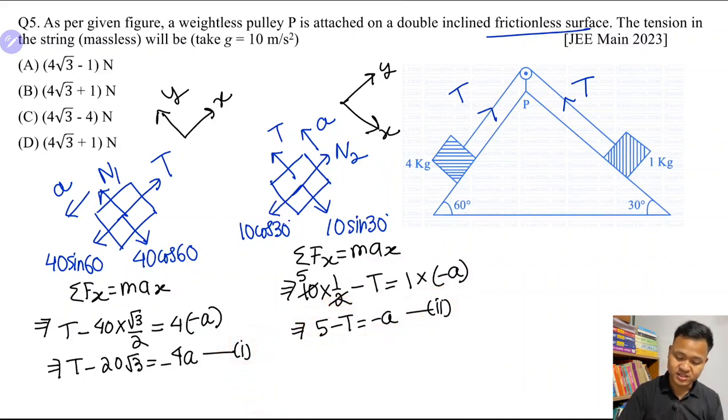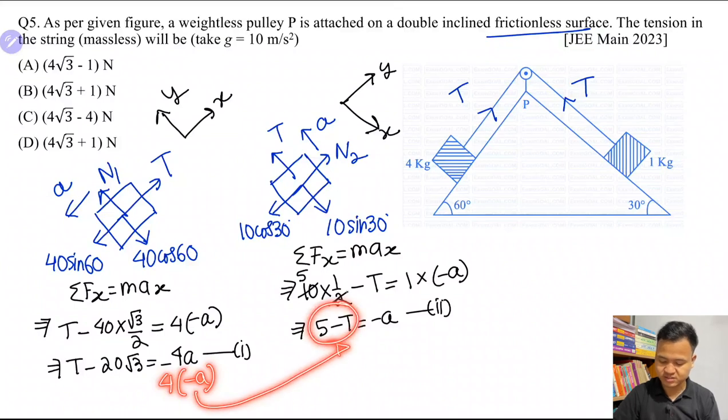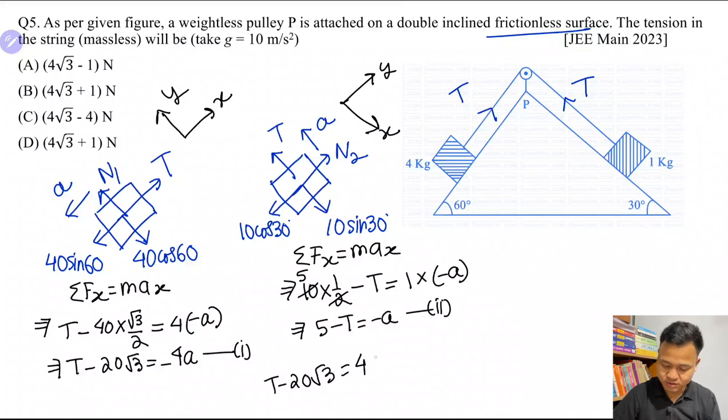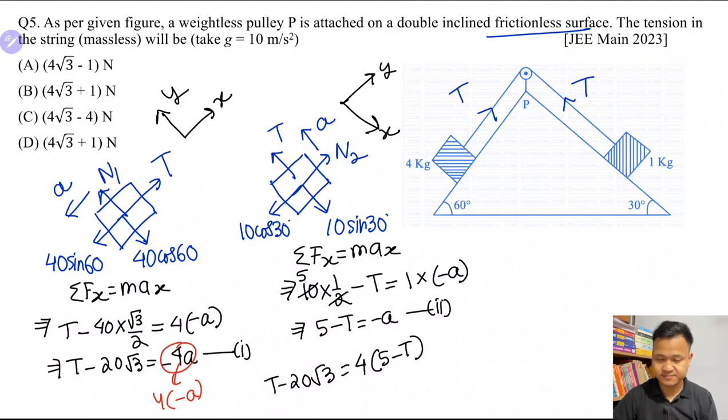Now the value of minus a is 5 minus t. So therefore here you can write 4 into minus a, and in place of minus a you can put these things. Okay. So let's do it like that. So t minus 20 into root 3 equals to 4 into minus a. So here I can write 5 minus t. Right? Let's solve it.